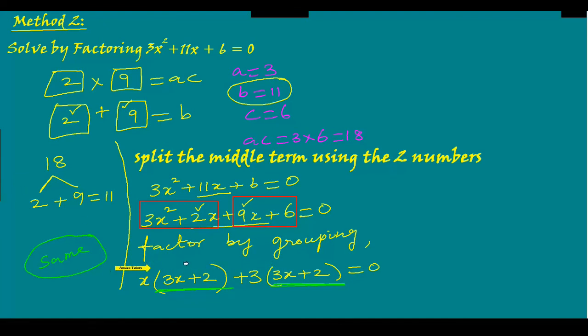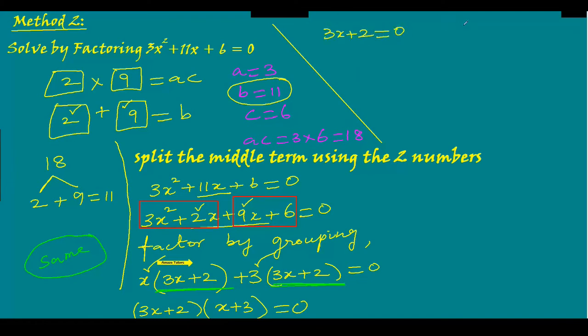Another reason is that only then can I take this out as one of the common factors. So 3x plus 2 is common. I took it out and I am left with only the x and the 3. x plus 3 equals 0. Now the usual method. Equate each of them to 0 and solve for x. 3x plus 2 equals 0. x plus 3 equals 0.